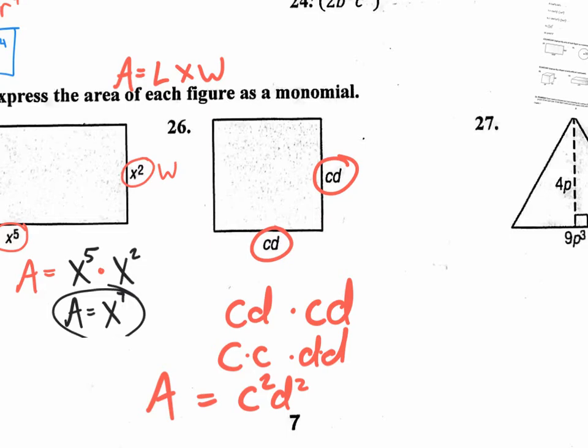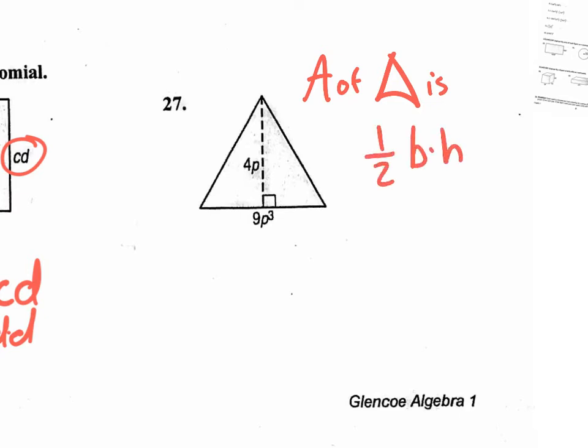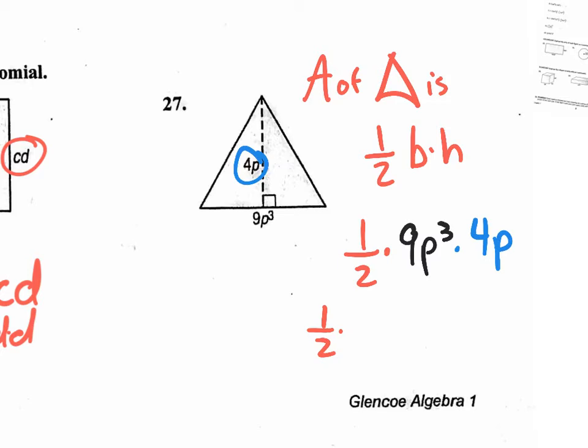And 27, probably not going to give this to you on a test, but we do know that the area of a triangle, we should know that the area of a triangle is 1/2 base times height. Okay? So you really have 1/2 times the base, and the base is 9p to the third, times the height, which is 4p. So we're going to multiply all this through, and let's rearrange everything. We're going to have 1/2 times 9 times 4 times p to the third times p.